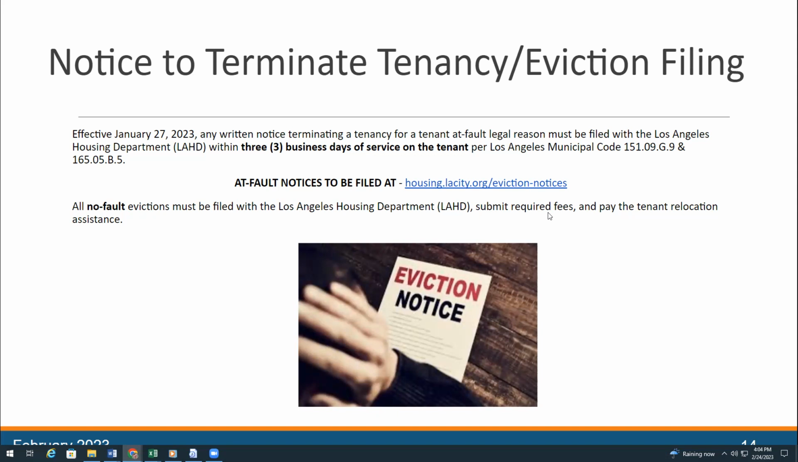housing.lacity.org/eviction-notices. Now, for no fault evictions, those must also be filed with the housing department, with the distinction that there also have to be fees paid that are required. And again, the payment of the tenant relocation assistance in the grid that we referenced on the prior slide.